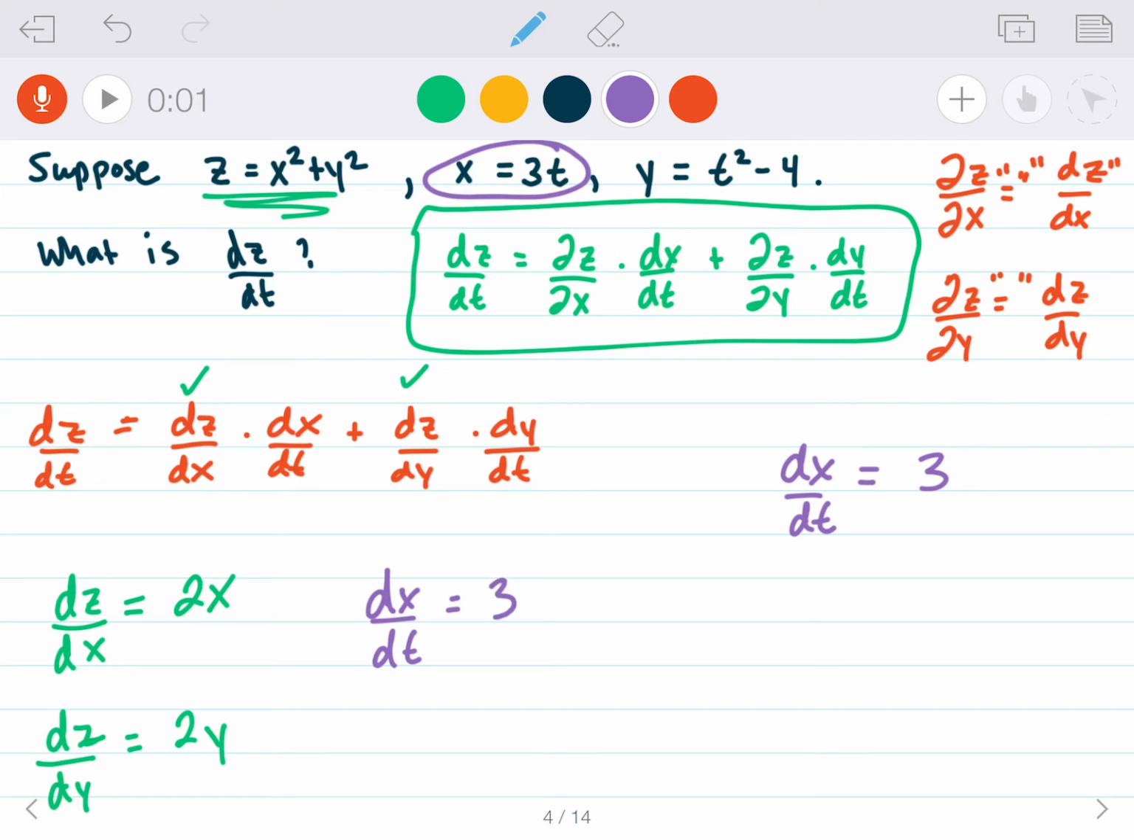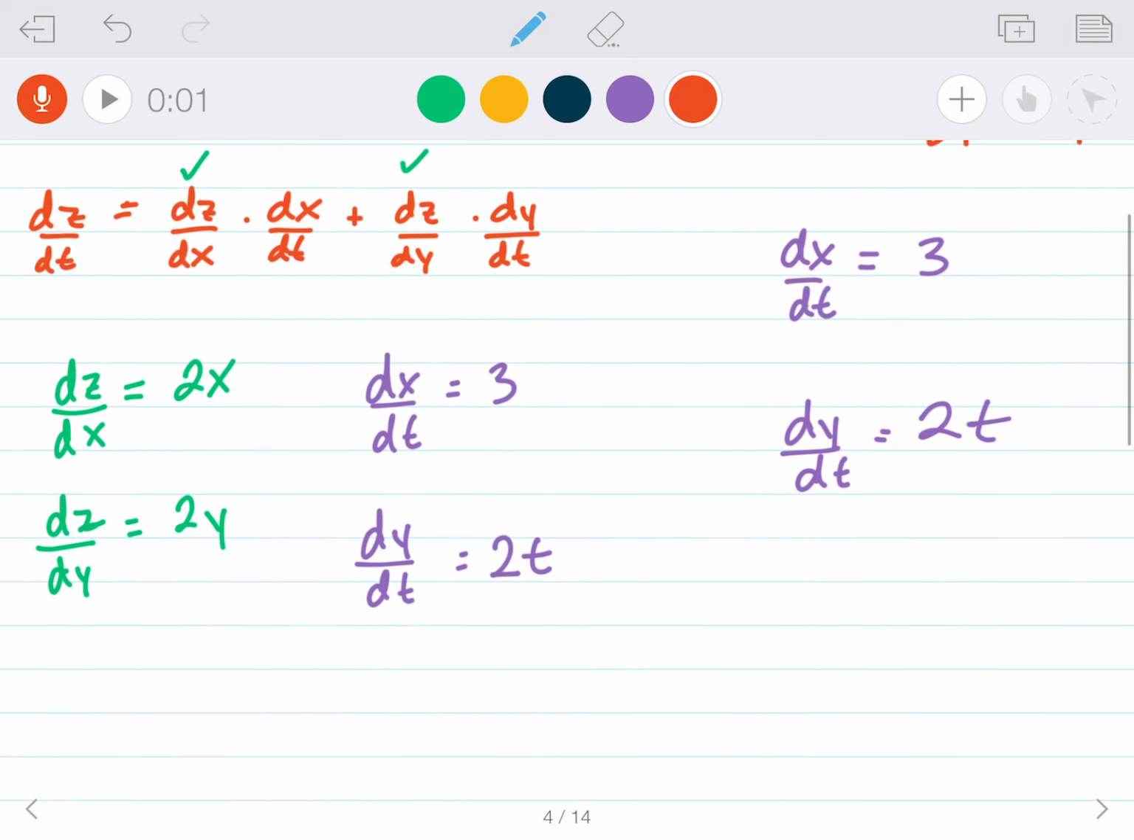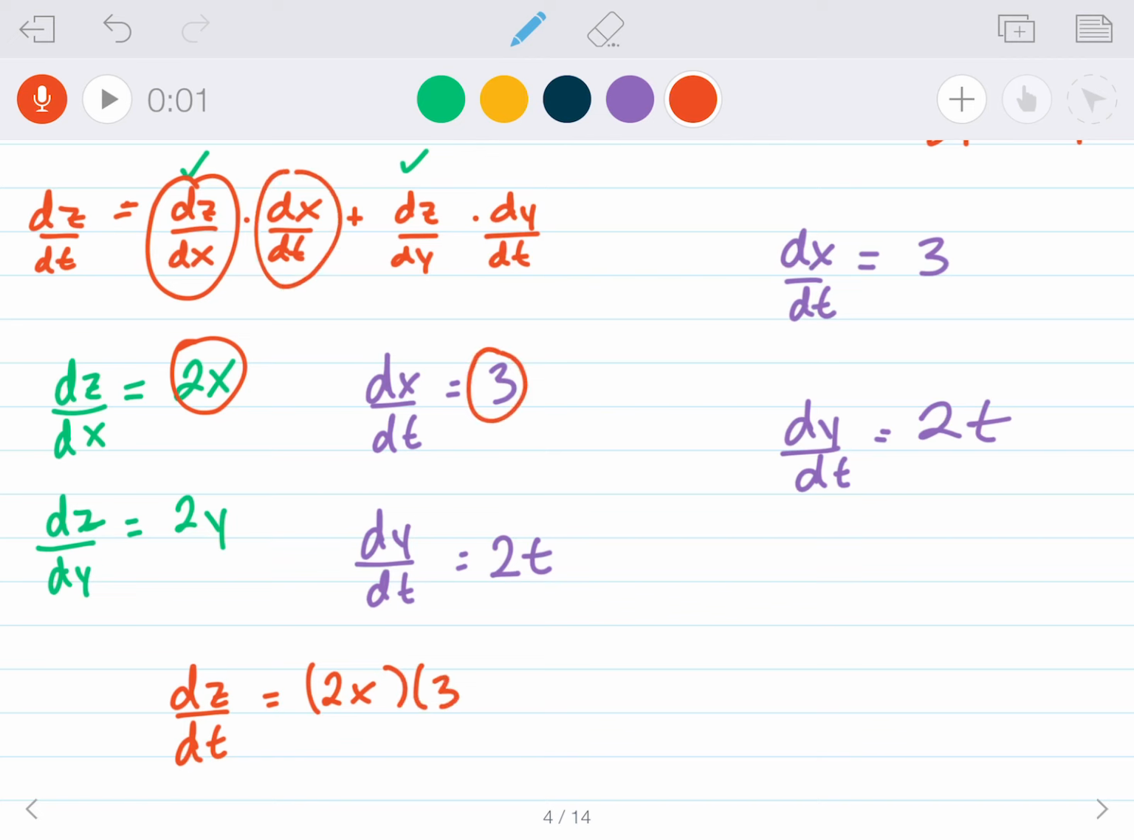In a similar way, for dy dt, we're taking the derivative of y with respect to t. Taking the derivative of both sides, dy dt is equal to 2t. Putting that all together, we can get what we were trying to get to begin with, which was dz dt. That's dz dx, which is 2x, times dx dt, which is 3, plus dz dy, which is 2y, times dy dt, which is 2t.